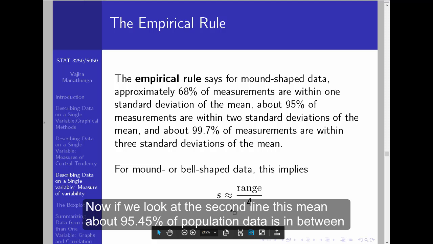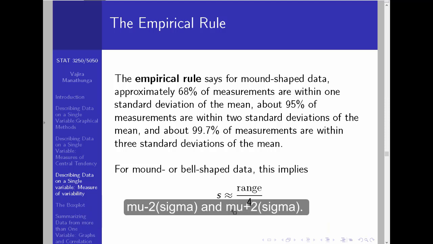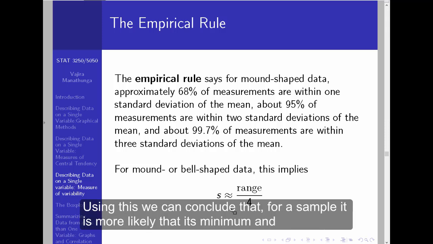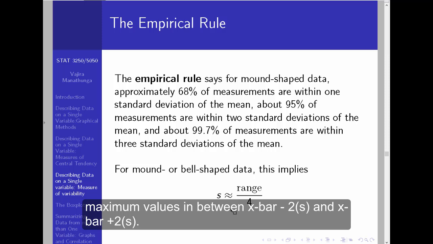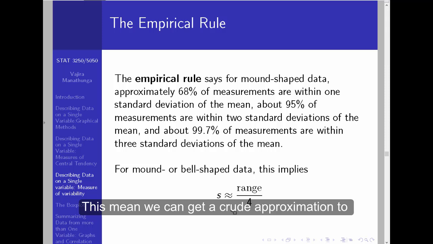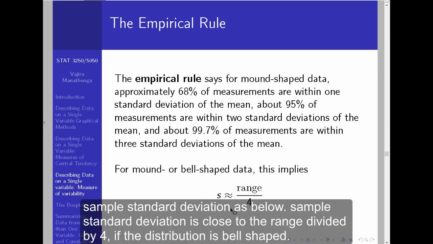Now, if you look at the second line, this means about 95.45% of population data is between mu minus 2 sigma and mu plus 2 sigma. Using this, we can conclude that for a sample, it is more likely that its minimum and maximum values are between x bar minus 2s and x bar plus 2s. This means we can get a crude approximation to the sample standard deviation as below. Standard deviation is close to the range divided by 4 if the distribution is bell-shaped.